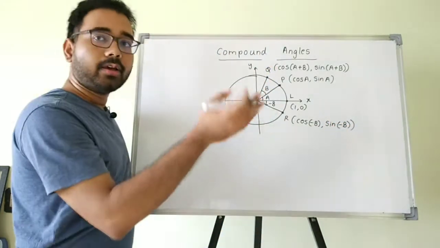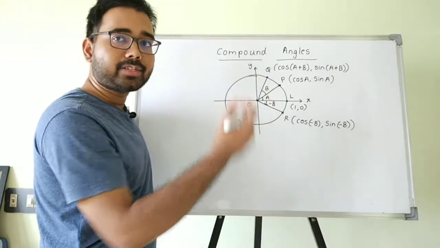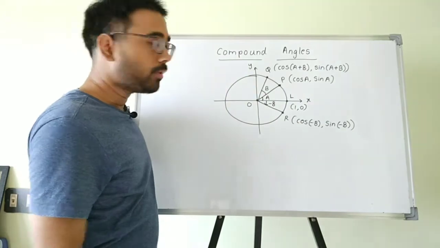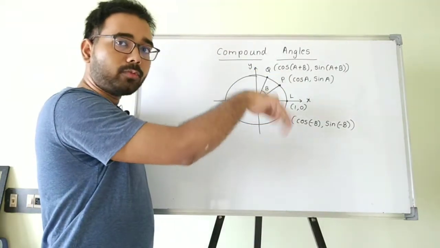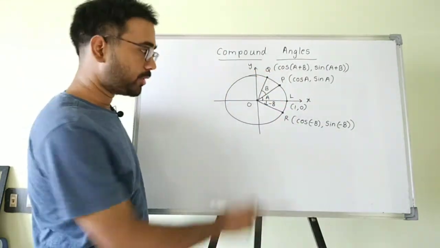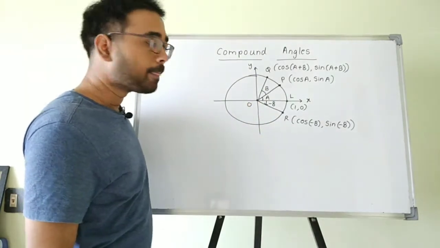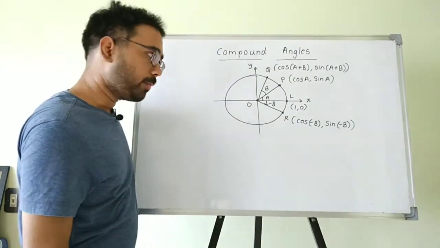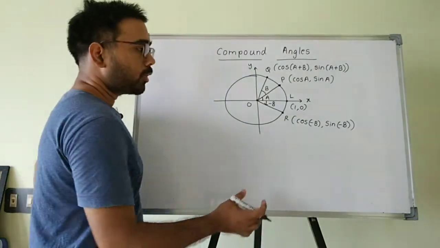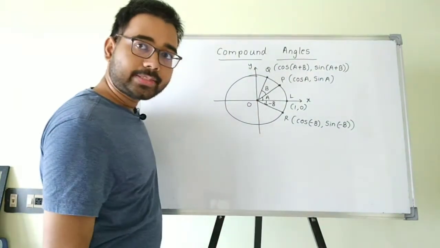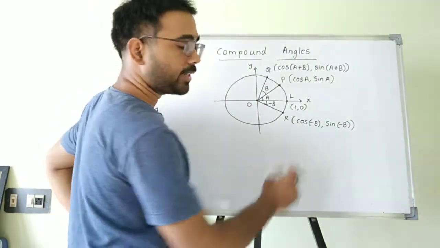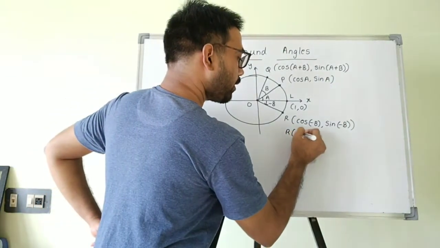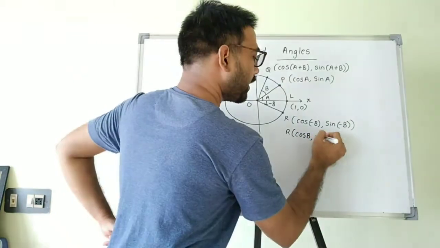isn't it? Because the angle in anti-clockwise direction is measured as positive and the angle in clockwise direction is measured negative. Suppose if you move B units downwards, that means in clockwise direction, so this angle is going to be measured as minus B, and the coordinates of this point are going to be cos of minus B comma sin of minus B, and we know that cos of minus theta is same as cos theta and sin of minus theta is same as minus sin theta. So our coordinates are going to be cos B comma minus sin B.